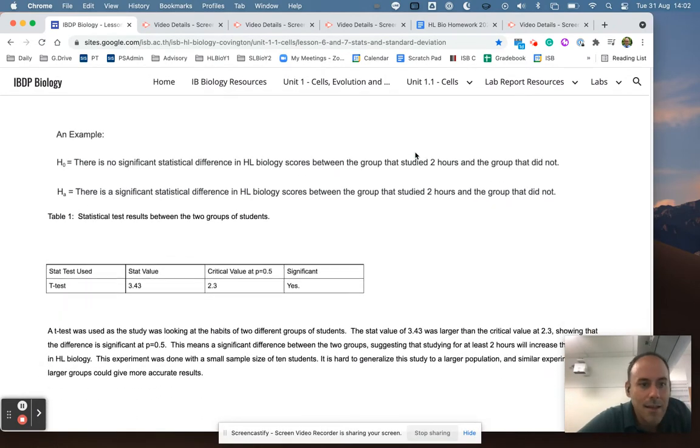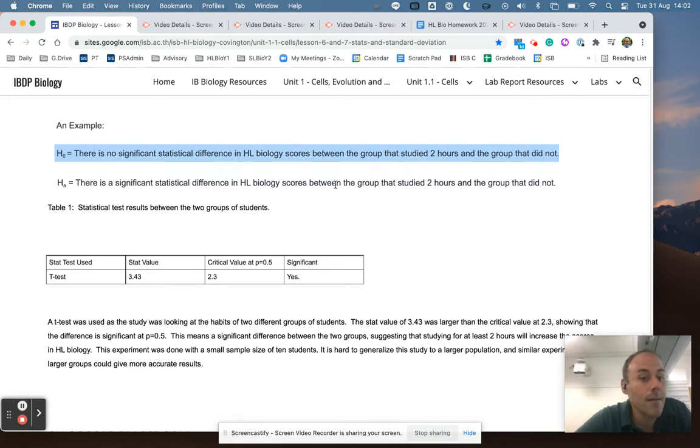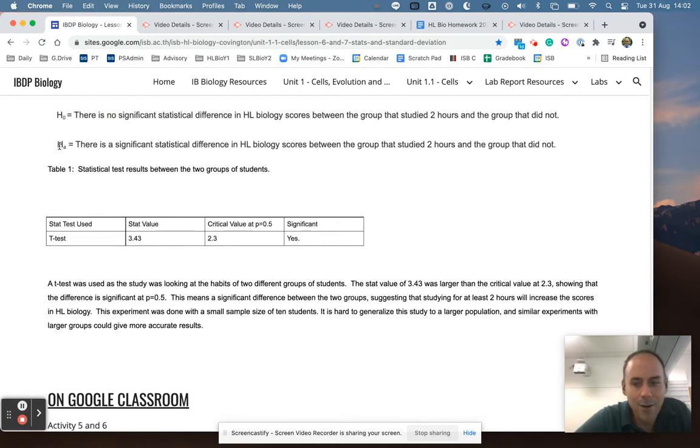So here's an example. There was a study looking at whether there was a difference in HL bio scores between a group that studied 2 hours a night and a group that did not. The null is basically there's no significant statistical difference, right? Studying 2 hours versus none doesn't make a difference. And that's what you're all hoping for as IB students. And then the alternative is there is a statistically significant difference. So one of those two will have a difference in scores.